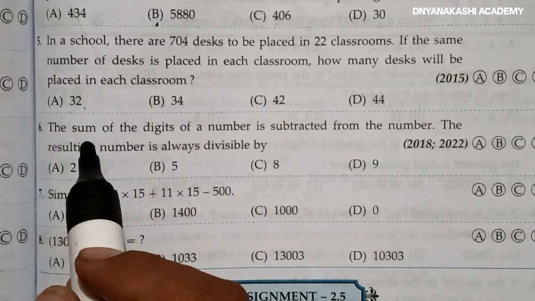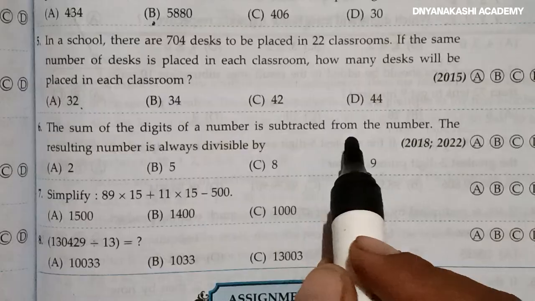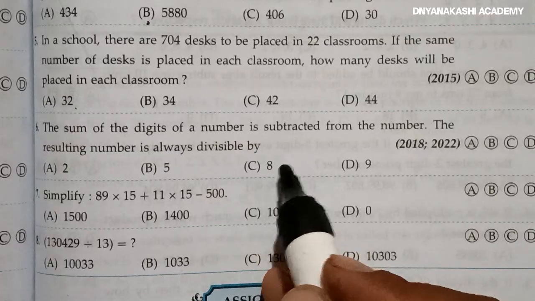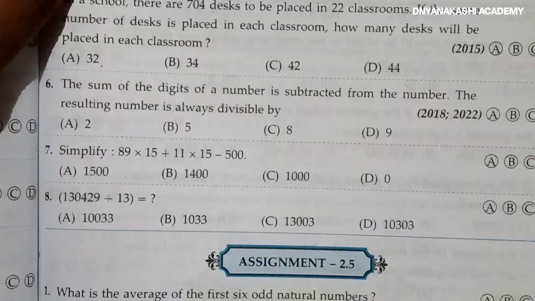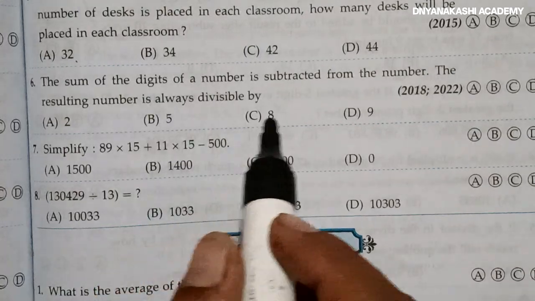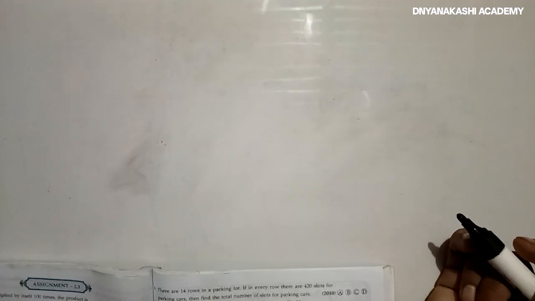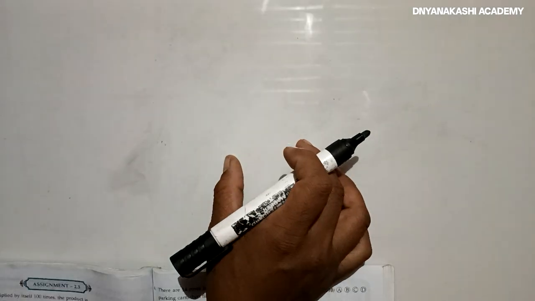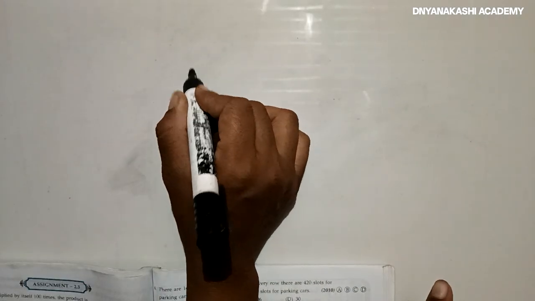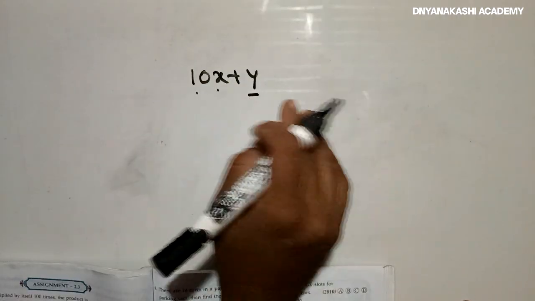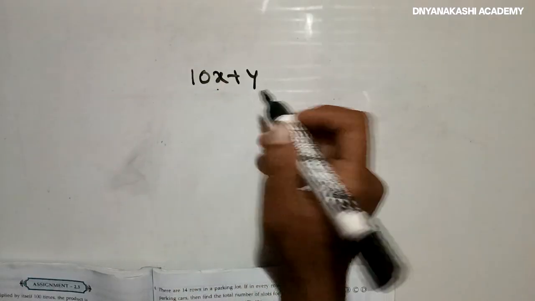And sixth one: the sum of the digits of a number is subtracted from the number, and the resulting number is always divisible by which number? Questions like these come in your examination, and there is a simple rule. What is the rule that I am telling you? First, the sum of the digits. The number is 10x plus y, because y is in the unit place and x is in the tens place. I write 10x plus y.